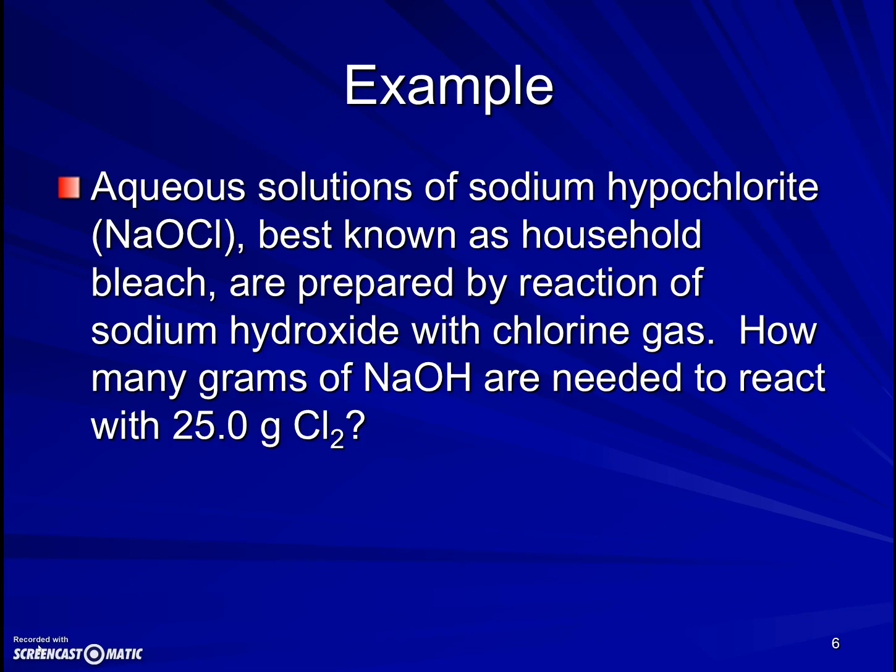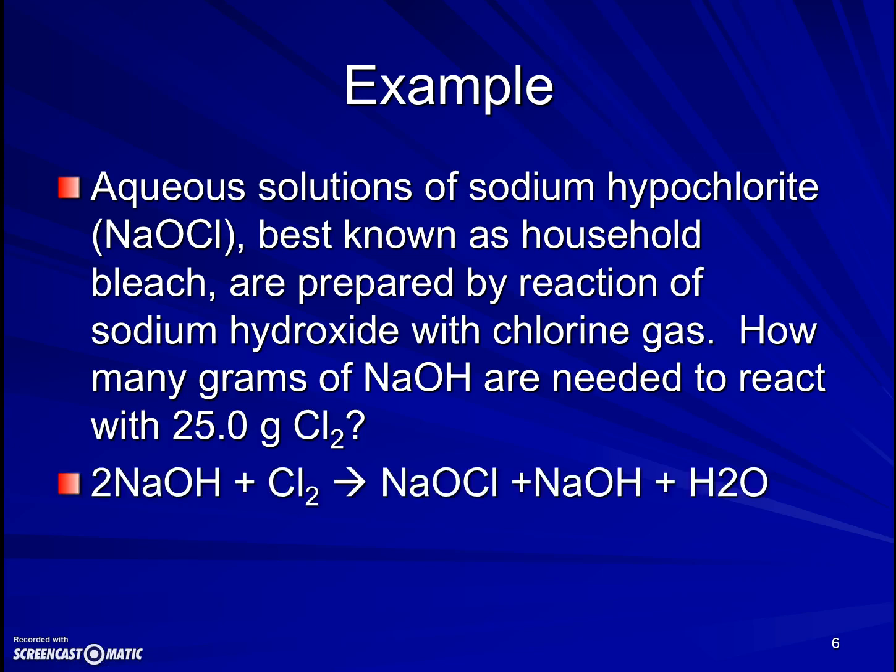Aqueous solution of sodium hypochlorite, that's NaOCl, we also call it bleach, is made by reacting sodium hydroxide with chlorine gas. So the question is, how many grams of sodium hydroxide will we need to react with 25 grams of chlorine gas? So we have the formulas right there, and we can write a balanced chemical equation for that reaction. And some of you probably just noticed a little blip in the video where I repaired a typographical error right here and right here. So now we have a properly balanced chemical equation for this reaction.